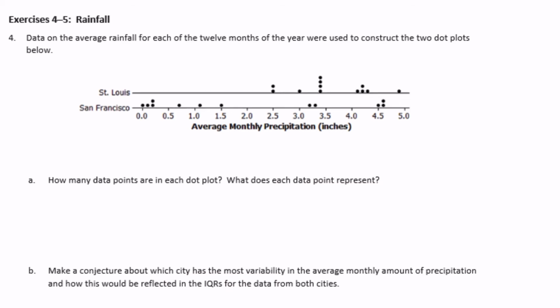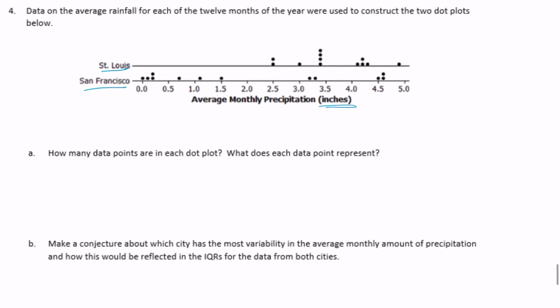Exercises 4 through 5, rainfall. Data on the average rainfall for each of the 12 months of the year were used to construct the two dot plots below. We have St. Louis and San Francisco. This is the average monthly precipitation in inches. How many data points are in each dot plot? What does each data point represent?